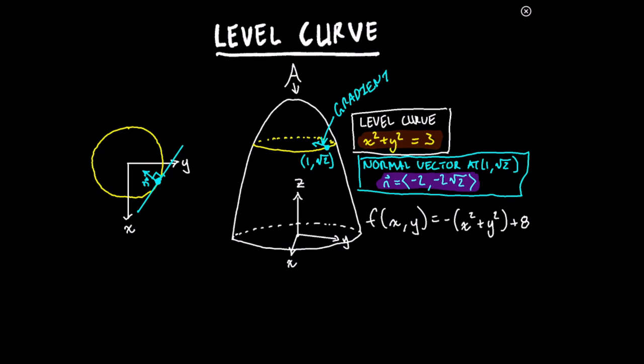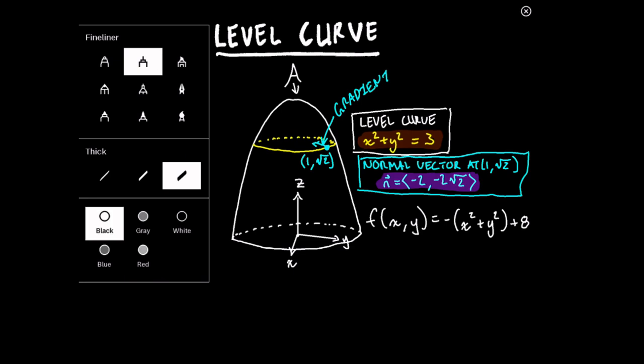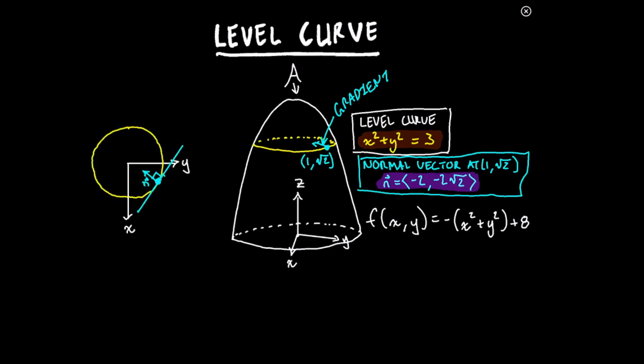Now, to define a line, we need two things. We need either two points or a point and a vector. And in this case, we have a point and a vector. So let's write the equation for our line. First off, let's go ahead and state that P naught, our point, is equal to (1, root 2).